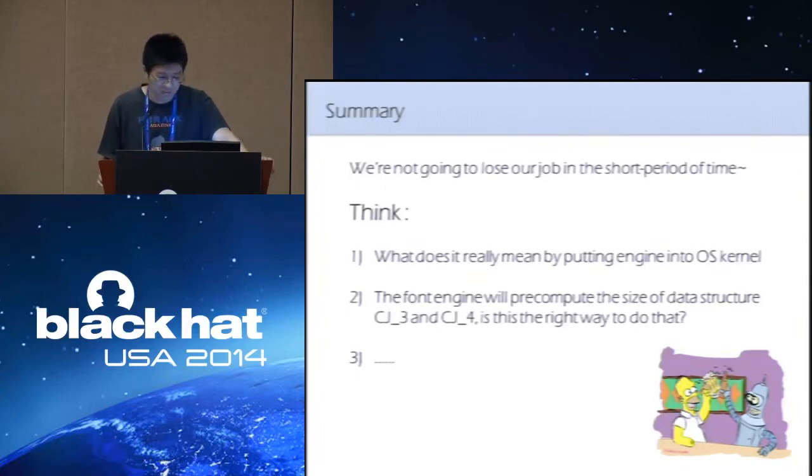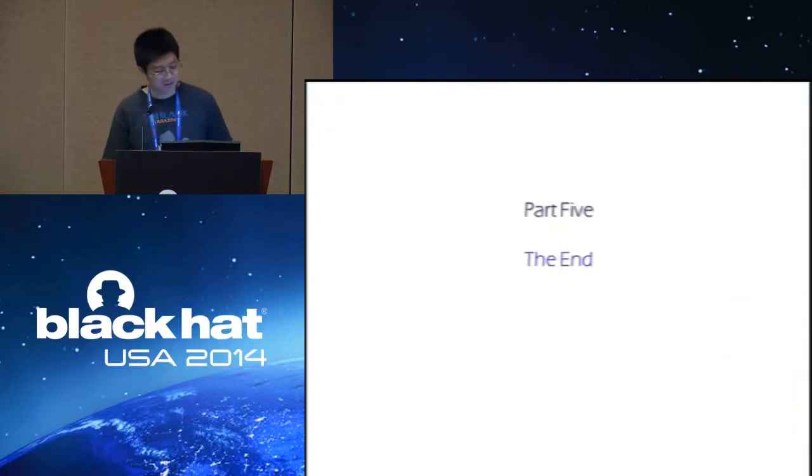For example, what does it really mean to put the engine into the kernel? Or, as I mentioned before, the kernel engine pre-computes the size of data structures C3 and C4. Is this the right way to do that? Because we are reading data from user mode controllable memory directly, it is worth thinking about, and so on. Many things are worth considering. Oh, the end.